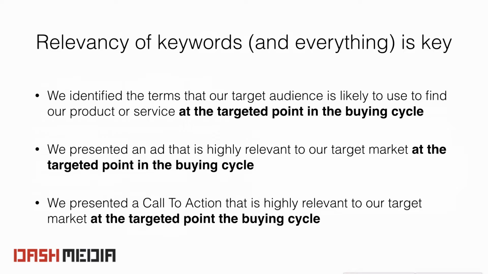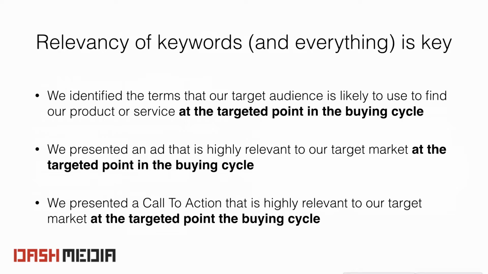So from the beginning of the presentation, we identified the terms that our target audience is likely to use to find our product or service at the targeted point in the buying cycle. That's the most important part here. We saw that if our audience is in the research phase of the buying cycle, they're looking to find a solution to their problem. So they're looking for reviews and how-tos and reports and any information they can get to help make a decision. So it's really important that we keep that in mind at the targeted point in our buying cycle.